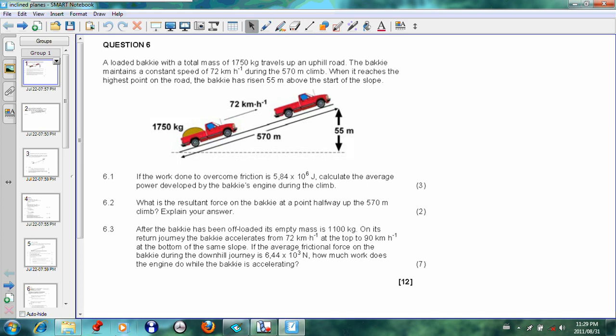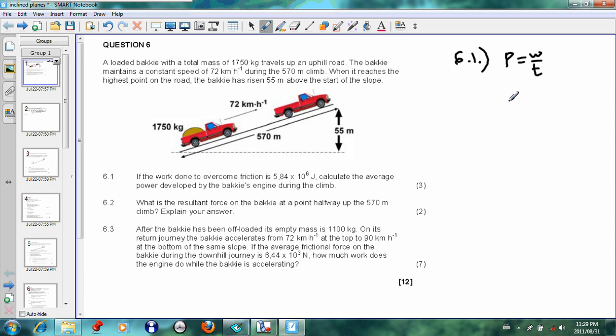When it reaches the highest point in the road, the bakkie has risen 55 meters above the start of the slope. 6.1. If the work done to overcome friction is 5,84 times 10 to the 6 joules, calculate the average power developed by the bakkie's engine during the climb. So if we look at the 6.1, we want to calculate the average power. And you know, power is equal to work divided by time.